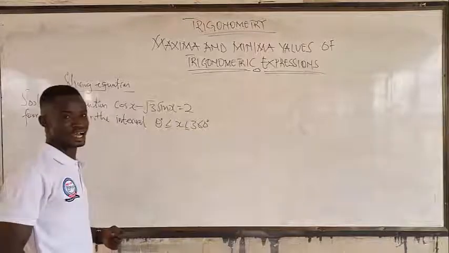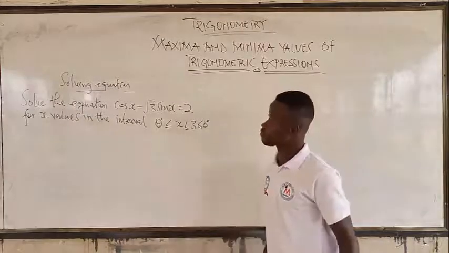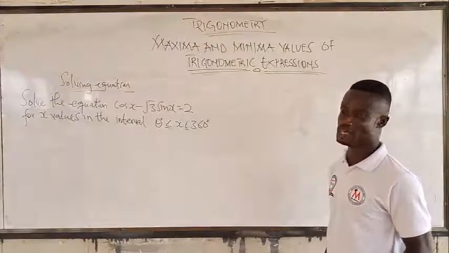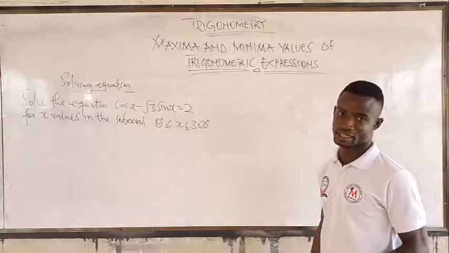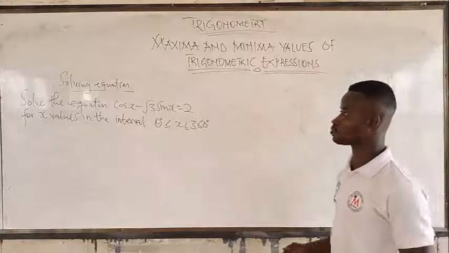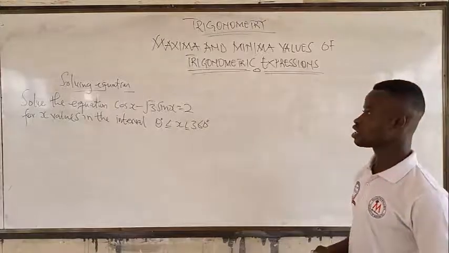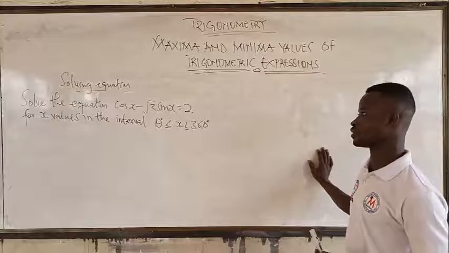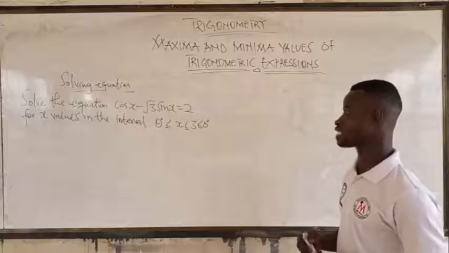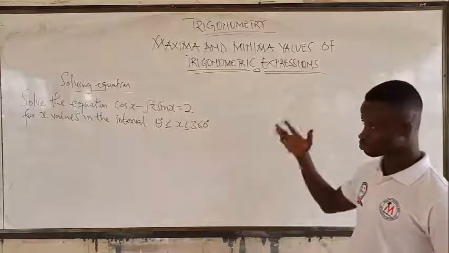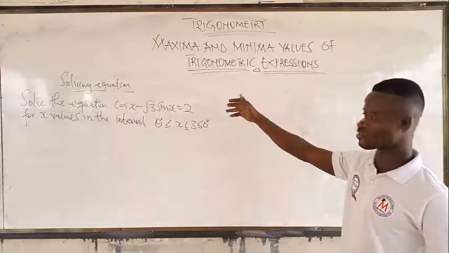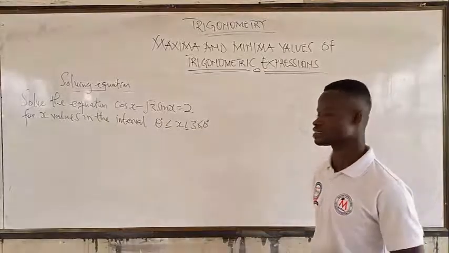Alright, let me add this in this video. That is solving equation in the form A cos S plus or minus B sin S. Very good. So, looking at what we have on the board, solve the equation cos S minus square root of 3 sin S is equal to 2, for S values in the interval 0 degrees less than or equal to S less than or equal to 360 degrees.